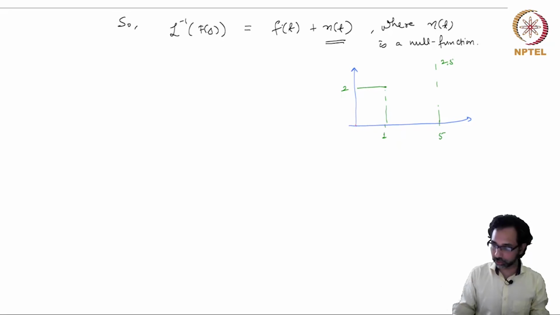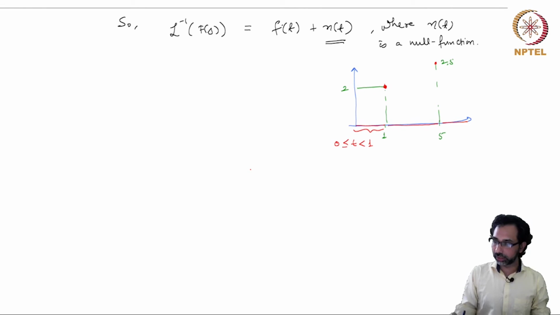So our function takes the value 0 on the interval from 0 to 1, but 1 is not included. At t equal to 1 you get the value 2, then you have 0 again, and then at t equal to 5 you have the value 2.5, and then you have 0 again. There is no area under the graph of this function, so all your integrals will be 0, and you can define in the same way infinitely many other functions which still have the integral equal to 0.